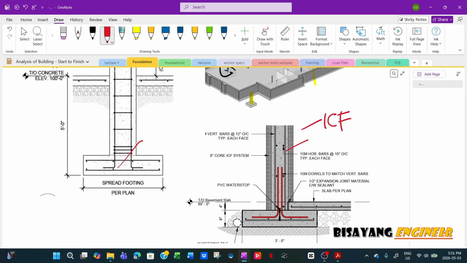It depends. There's the ICF with a 6-inch core, 8 inch, then 10 inch, then 12 inches. Whatever you need. On this particular project, we use the 8-inch core ICF system. So it will be designed like any regular basement wall, the only difference being that we utilize this ICF, insulated concrete form.